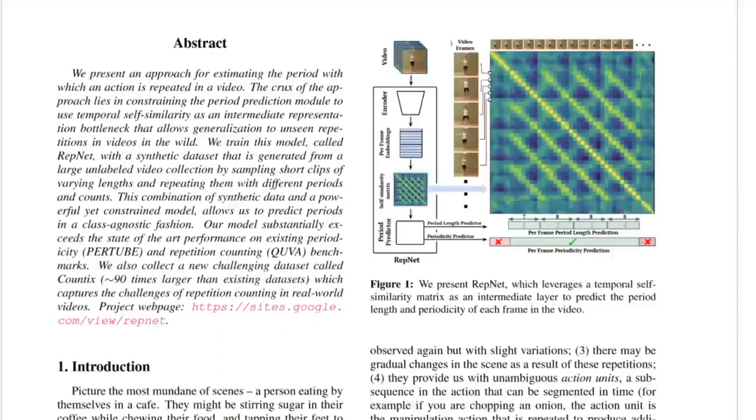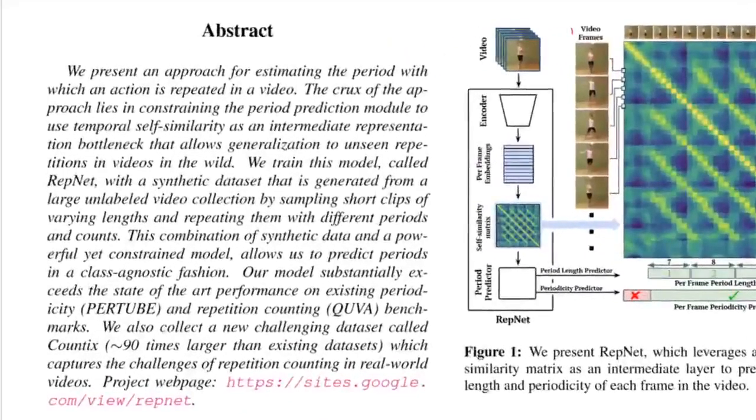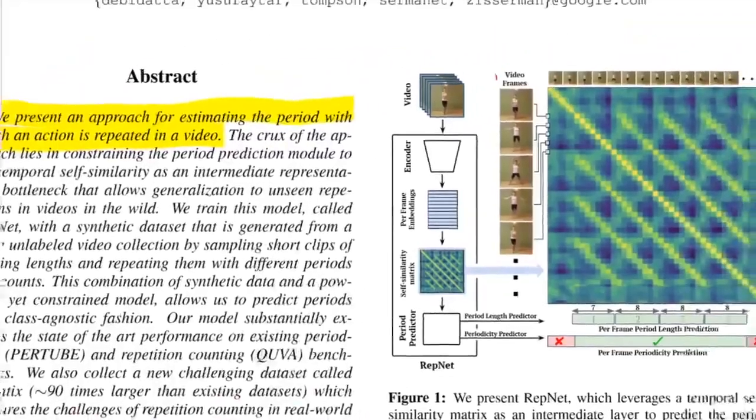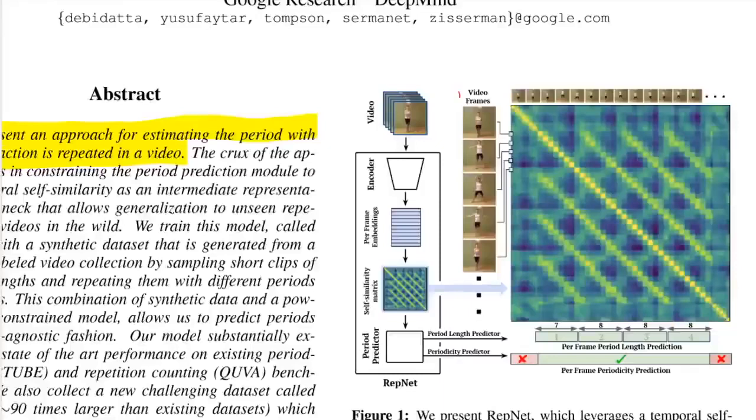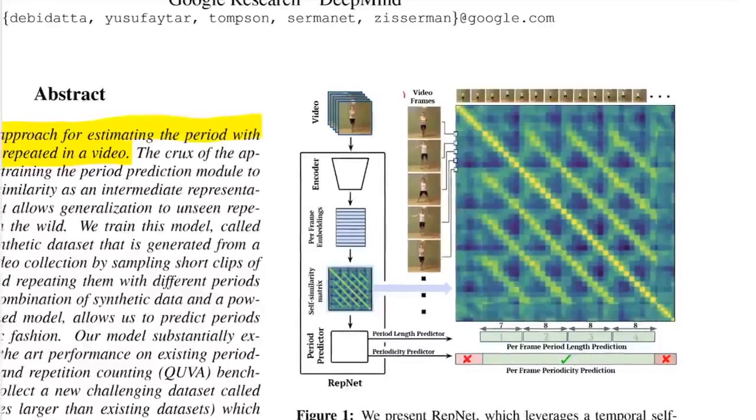Okay, so as we already said, they say we present an approach for estimating the period with which an action is repeated in a video. And that's actually understating what the problem is here. The problem is many-fold. As you can see on the right here, even if you don't get what this self-similarity matrix is yet, the outputs that you want are at the bottom.